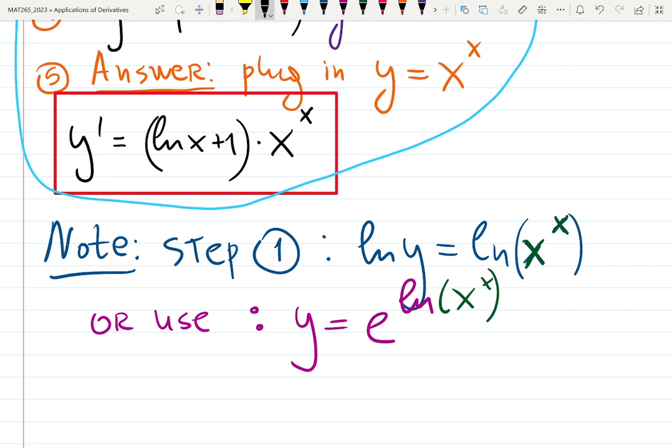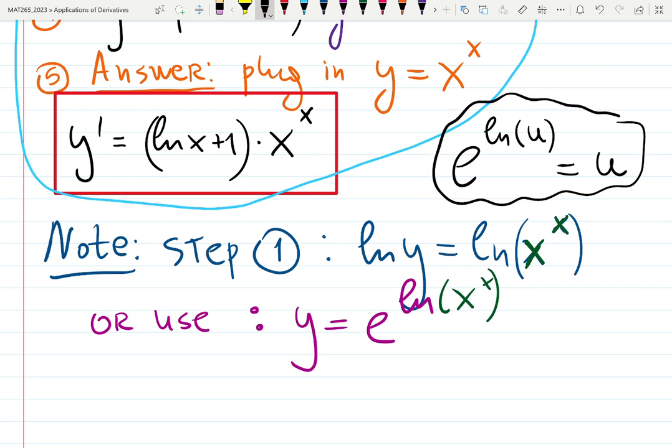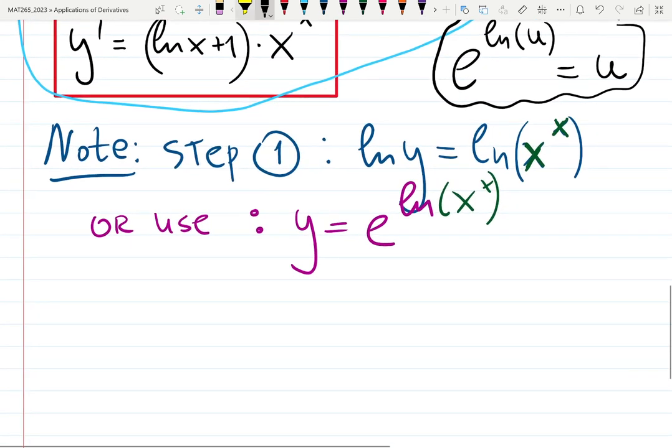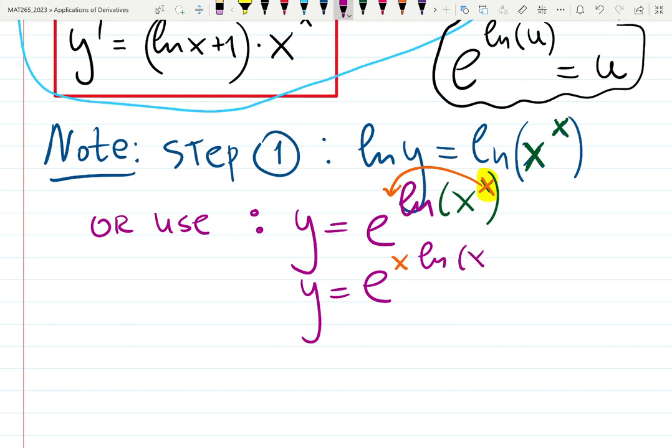So e to the, first of all, it is legal because e to the ln of stuff, let's call it u, is u. So that's legal. You can actually always do that, even with 1 or whatever you want. e to the ln 1 is 1. And now we're using the same property as before. This tiny x is going to go down, and we are going to have y equals e to the x ln of x. Now we have that.